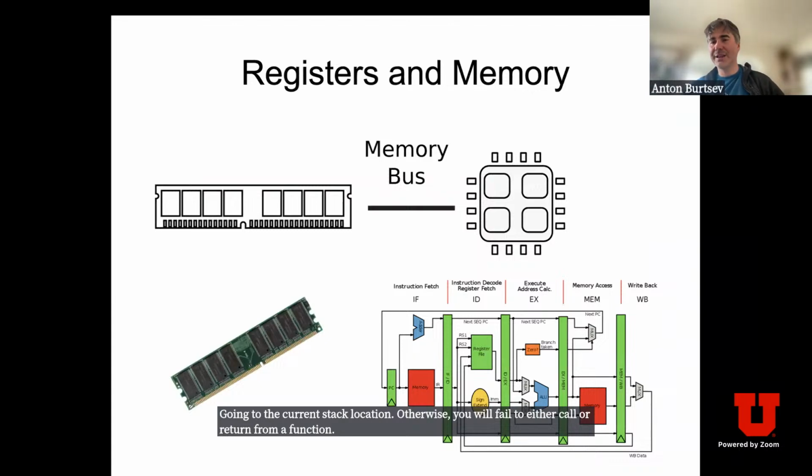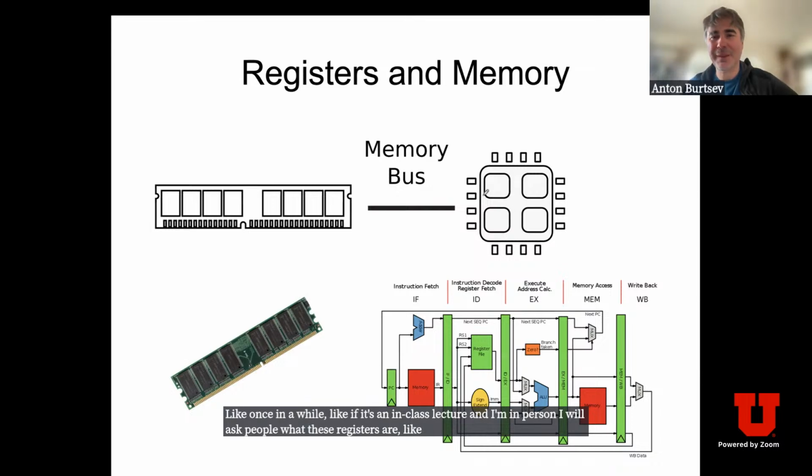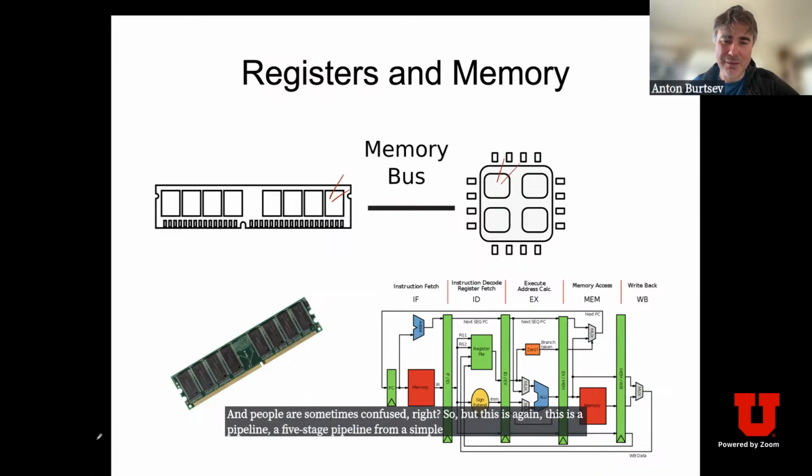Once in a while, if it's an in-class lecture and I'm in person, I will ask people what these registers are. Where are they? Are they here in memory? Are they here on a core? And people are sometimes confused, right? But this is a pipeline, a 5-stage pipeline from a simple MIPS system, like in 3810.